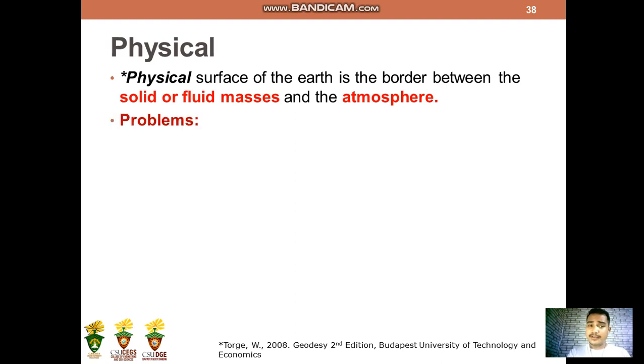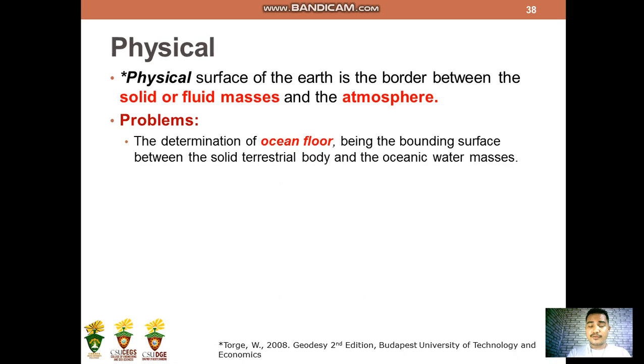And the problem here in physical surface is the determination of the ocean floor. Since ang atong matrace is ang surface lang sa water, but the question there is unsa day kalawomon ang kanang diya nga part, para ma-determine nato ang kalawomon, no? So determination of the ocean floor being the bounding surface between the solid terrestrial body and the oceanic water masses. So the problem there is ang pag-determine sa surface nga nag-separate sa fluid and the terrestrial part.